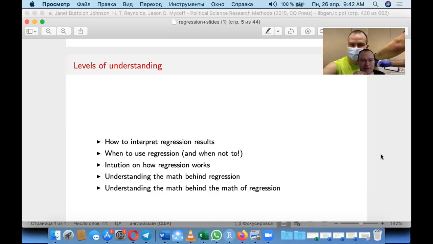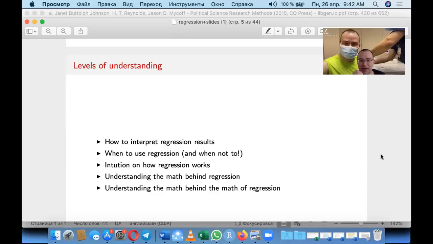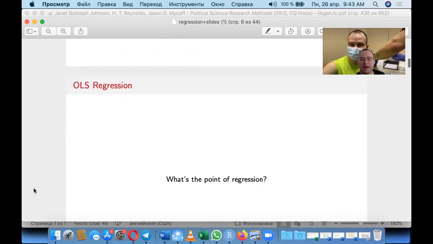Another level is intuition, like how it works. And the other two levels, like math behind regression and math behind the math of regression, people who understand this stuff usually go into PhD programs in statistics. I am not among those people.